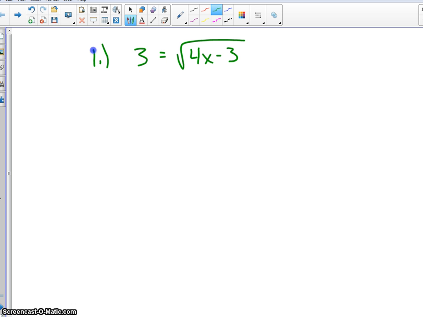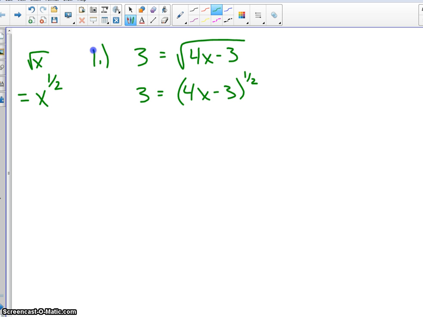Now, as you recall, what we've learned earlier this week, or actually the day before, that if you have the square root of x, that's the same as x to the 1/2 power. Now, what we're really trying to do here is get x to the first power. We want to know what 1x is equal to, or in other words, x to the first. So you could think of this as 3 equals 4x minus 3 to the 1/2 power.